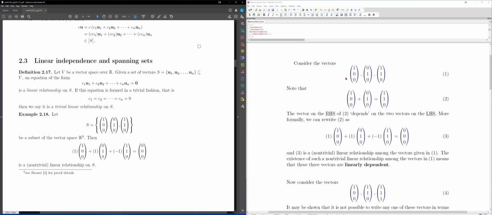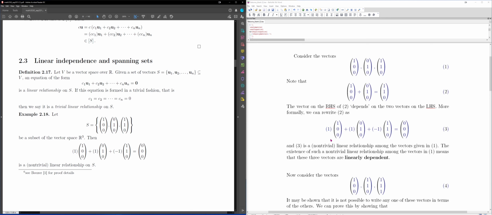So for example, for these 3 vectors here, I can find scalars c1 equal to 1, c2 equal to 1, and c3 equal to minus 1, such that this equation will hold: c1u1 plus c2u2 plus c3u3 is equal to the 0 vector. So this over here is a linear relationship on these 3 vectors. This is an example of a linear relationship, and in this case, this is a non-trivial linear relationship.